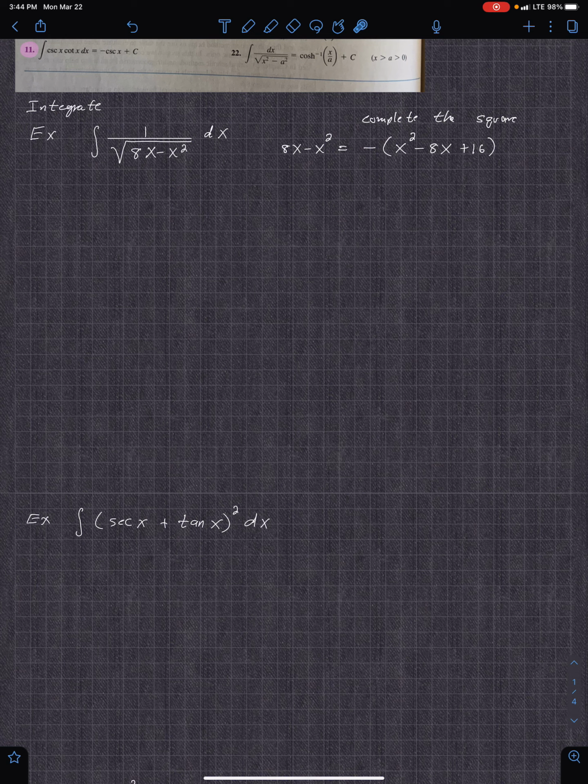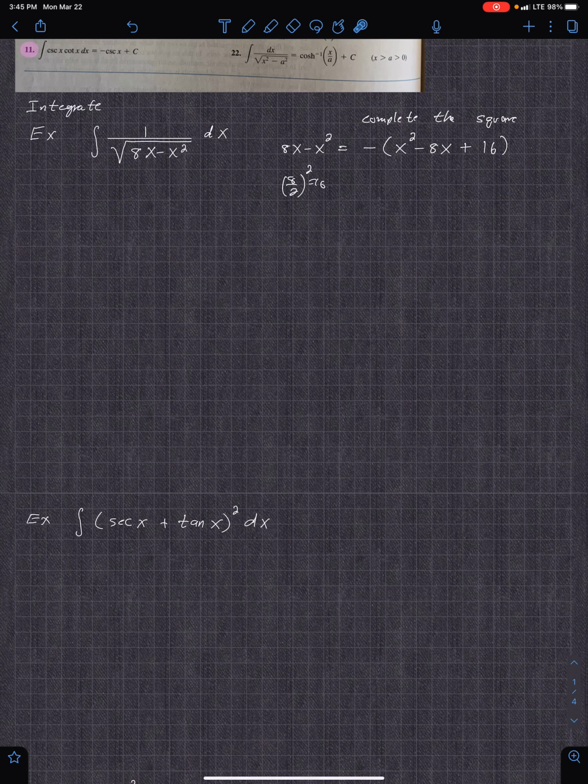Oh wait, I went way too far. Pretend I didn't write that down. So what you're going to do is say plus something, and then you want to balance that whole thing. What you do is take half of the 8 and square it, and you get 16. So you're going to add 16 here.